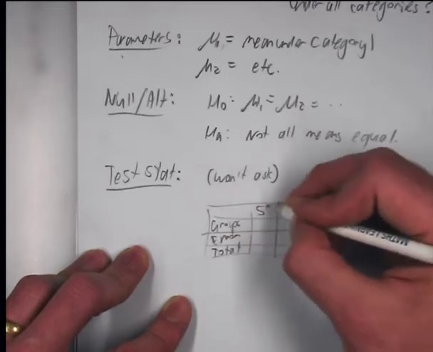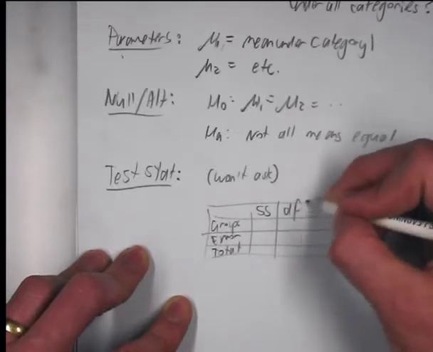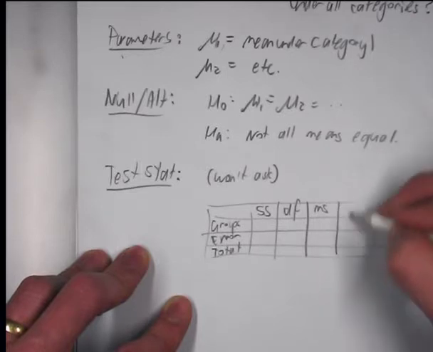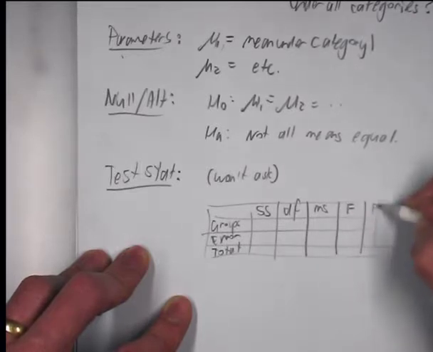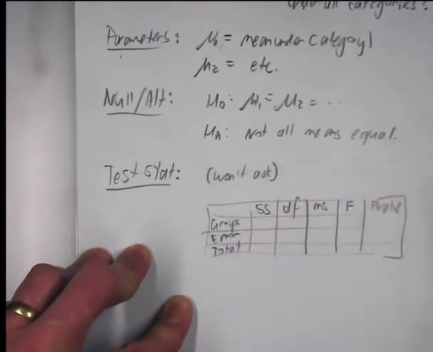And then we'll have the sum of squares. It'll have the degrees of freedom. It'll have the mean sum of squares. And then it will have the F, and then it will have the p-value. That's what the ANOVA table in SPSS or in any stats program will look like.